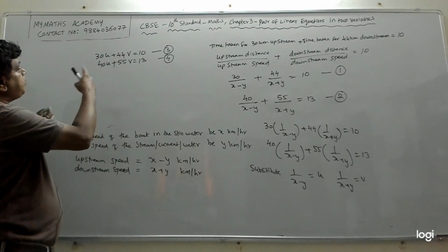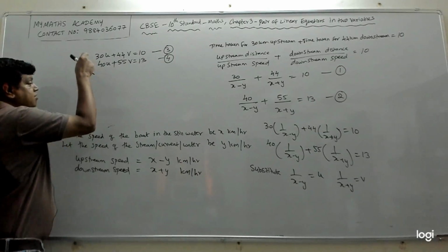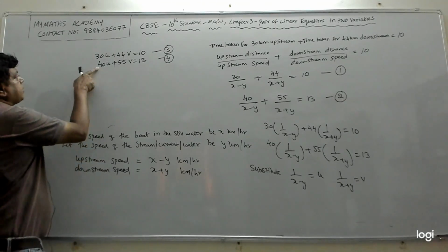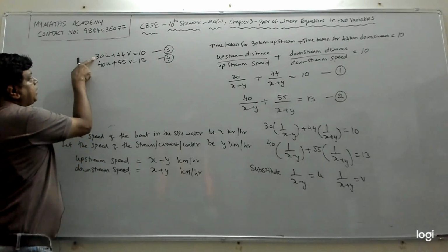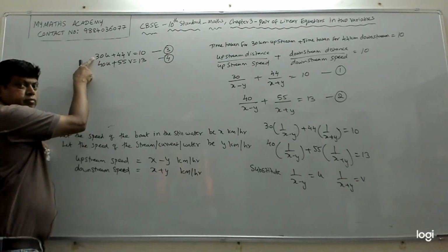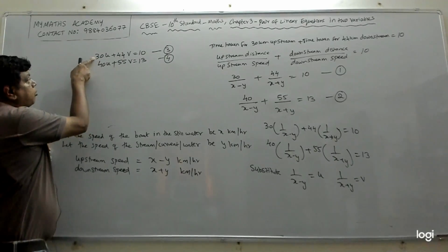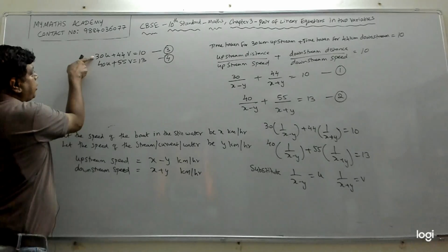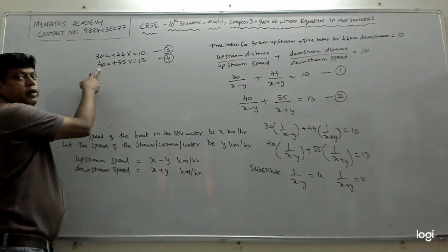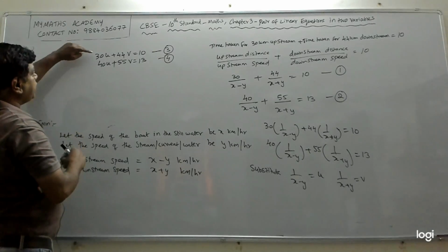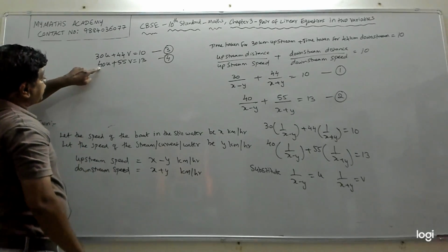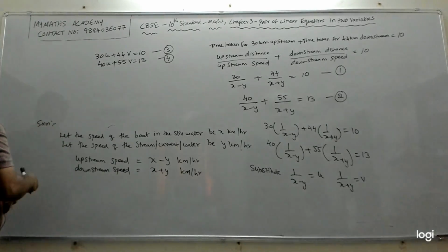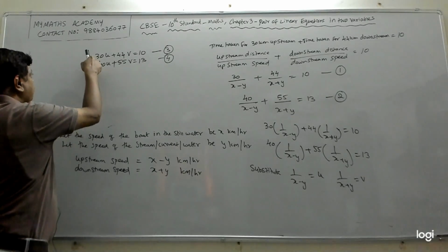Now we will see with which number we can multiply so that both of them will have the same coefficient. Now if you observe this, suppose this equation I multiply by 4, and this equation I multiply by 3. If I multiply this by 4 I will get 120, if I multiply this by 3 I will get 120, both will become 120. 30 into 4 will give me 120, 40 into 3 also will give me 120. Clear?